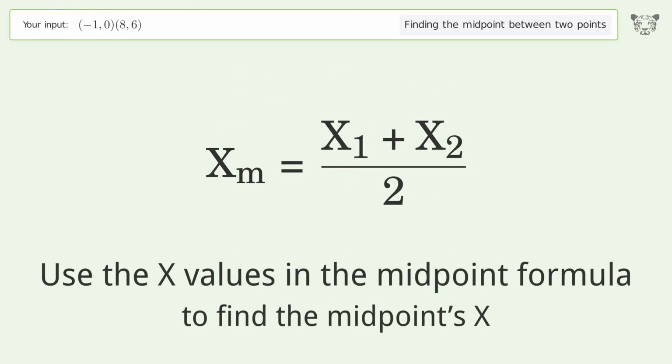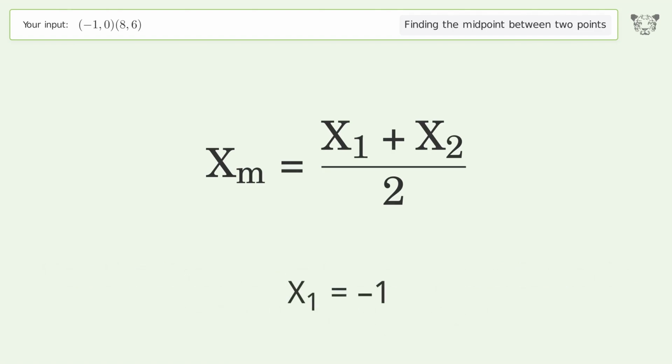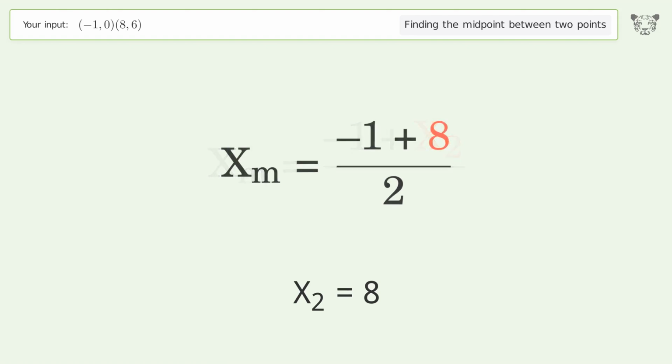Use the x values in the midpoint formula to find the midpoint's x. x1 equals -1. x2 equals 8. Simplify the arithmetic.